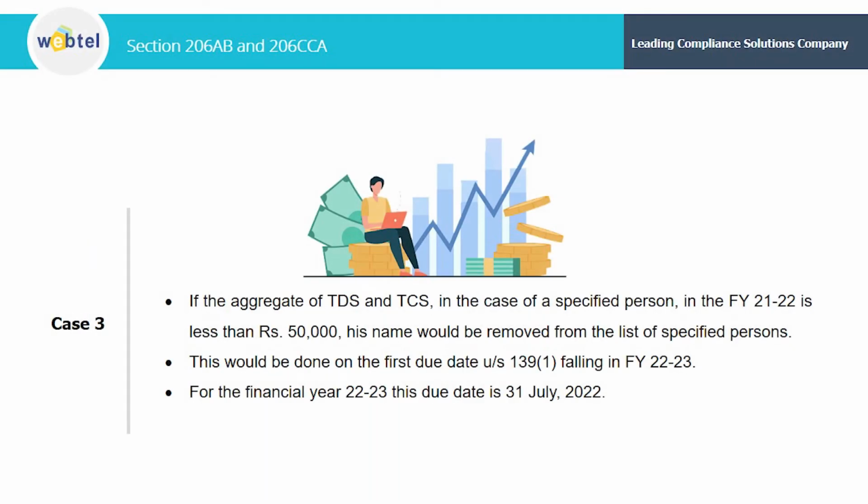The third case would be of removal from the list of specified persons if the aggregate of TDS and TCS in the case of the specified person in the financial year 21-22 is less than rupees 50,000. Even in that case, he will be removed from the list of specified persons, and this will be done on the first due date under section 139 subsection 1 falling in the financial year 22-23, which for financial year 22-23 will be 31st July 2022.